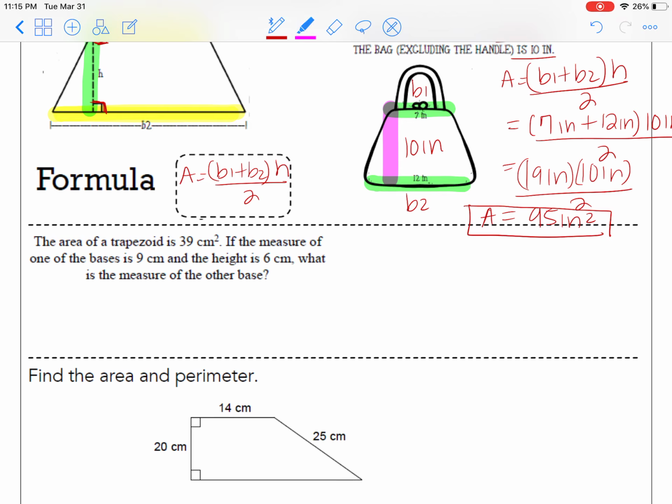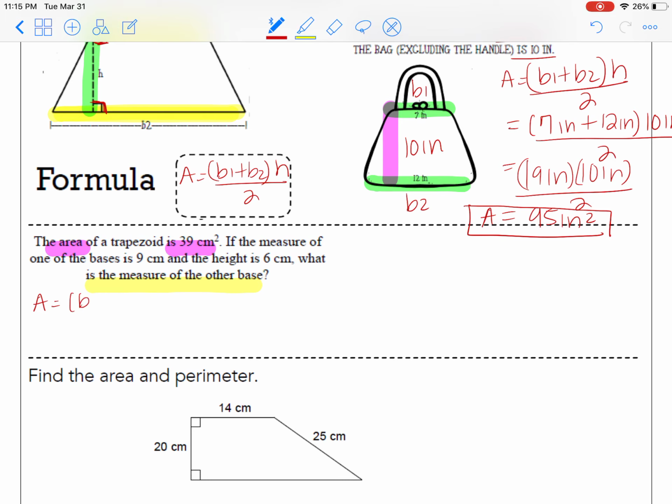Notice that for this particular question, we're not looking for the area because the area is already given to us. But instead, the question is asking us to find the length of the other base. So let's go ahead and recall the formula to be able to find the base. We're still going to be using the formula to calculate the area.